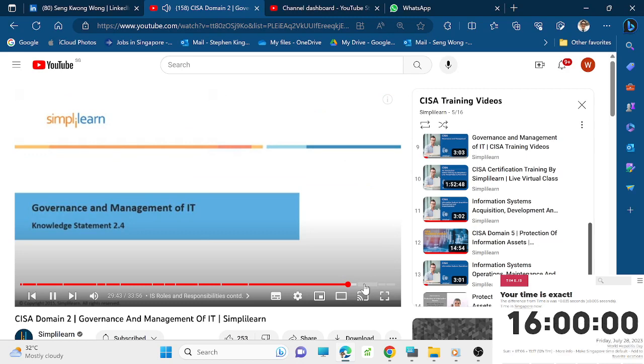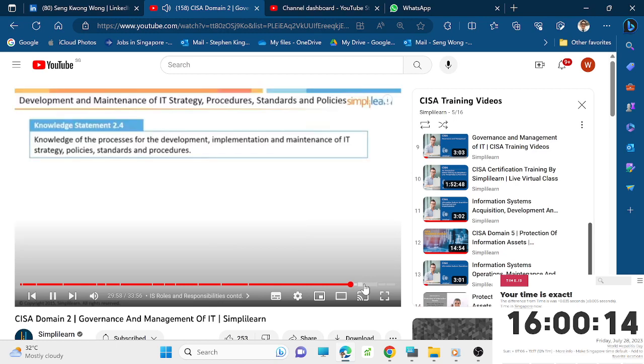In this topic, we will learn about the concepts under the Knowledge Statement, or KS 2.4. In the following screen, we will look at the development and maintenance of IT strategy, procedures, standards, and policies. The key knowledge area here is to have a grasp of the processes for the development, implementation, and maintenance of IT strategy, policies, standards, and procedures.